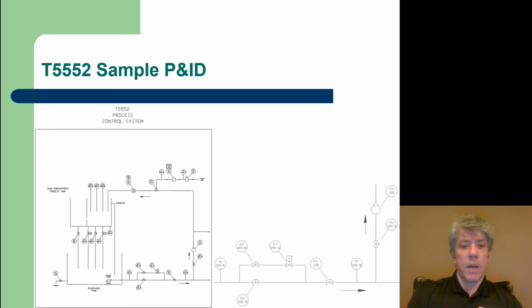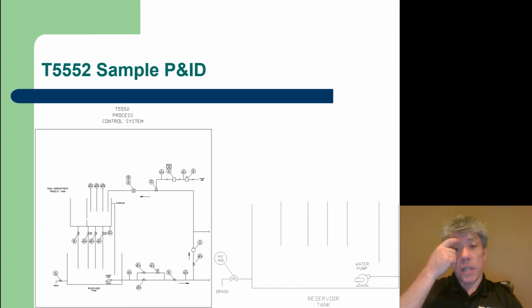FV100 is a flow valve, although I thought they already used a flow valve. Maybe not. Anyway, so you can see how these various items work. There's a solenoid valve, SV100A, and pressure indicator 100A and 100B. And so that would just indicate the pressure before and after this valve loop.